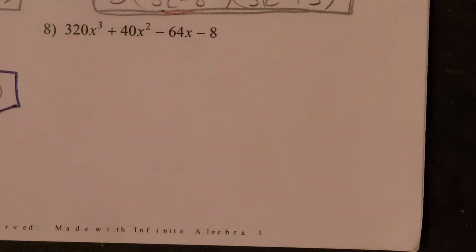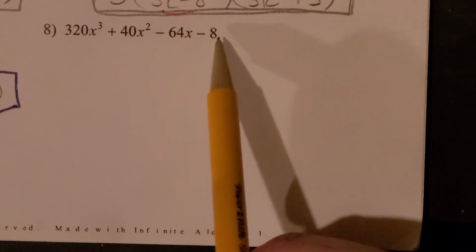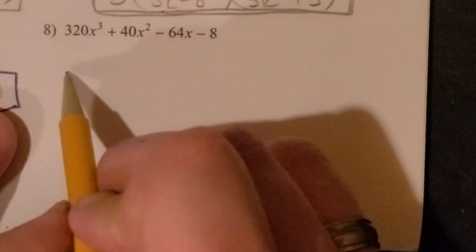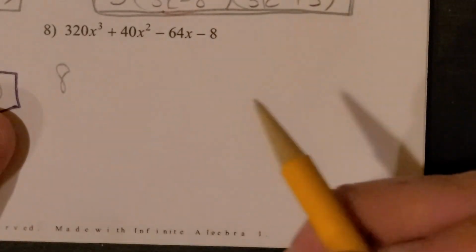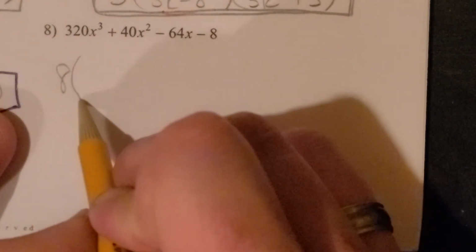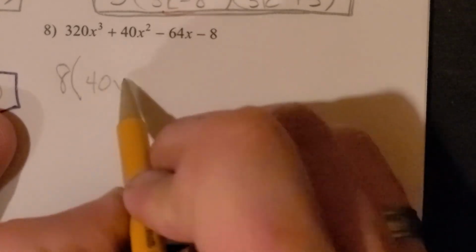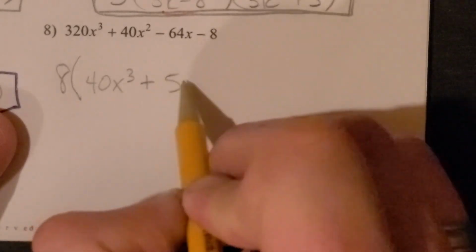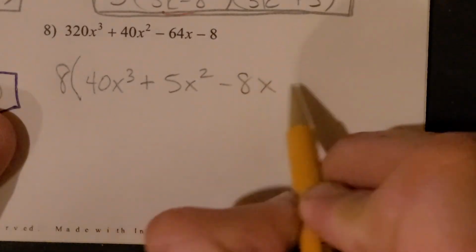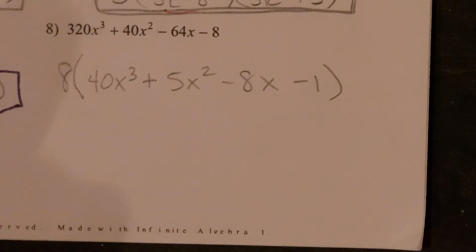So again, first thing you should always look for is a GCF. Do we even have a GCF here? Take a second, see if you can look at these 4 terms and figure out one GCF. I know right off the bat that I cannot pull out any letters, because my last term does not have any letters. But I actually can pull out 8 out of all 4 of these terms. If I pull out an 8, I would be left with 40x cubed plus 5x squared minus 8x minus 1. I get that by dividing all 4 of these terms by 8.